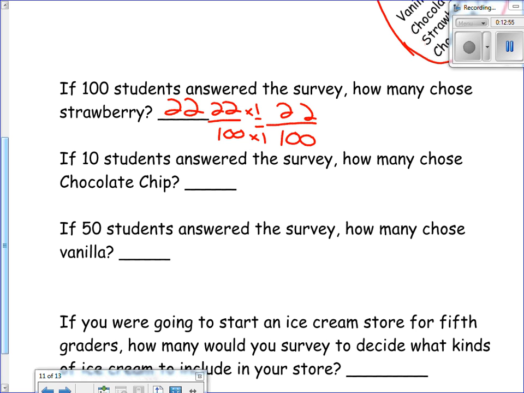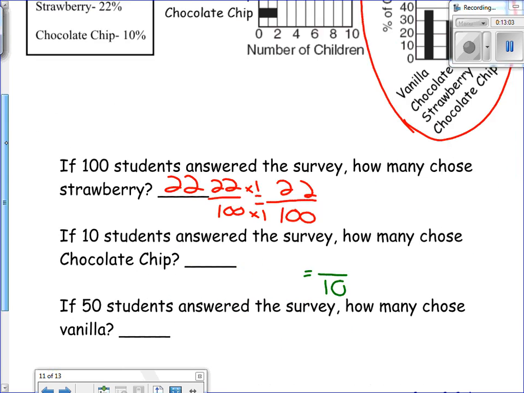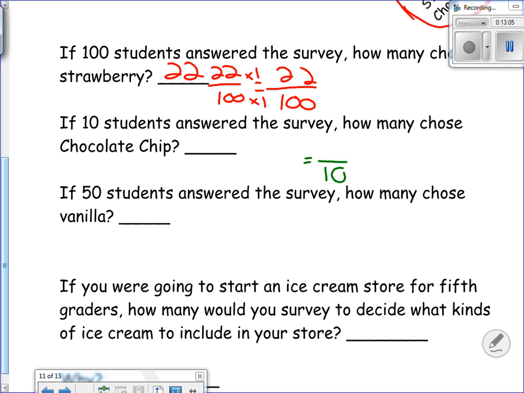If 10 students answered the survey, how many of them chose chocolate chip? 10 is my denominator because that's how many kids are the whole. Chocolate chip, I was at 10%. 10% would be 10 over 100. How does 100 get to 10? Divided by 10. Divided by 10 gives me 1 student.